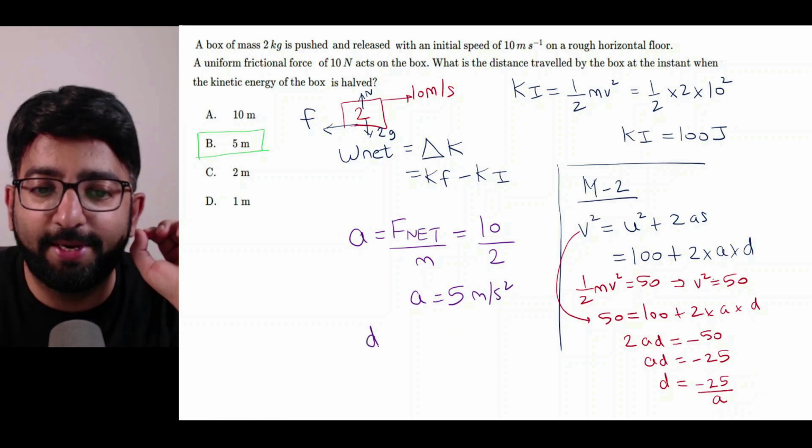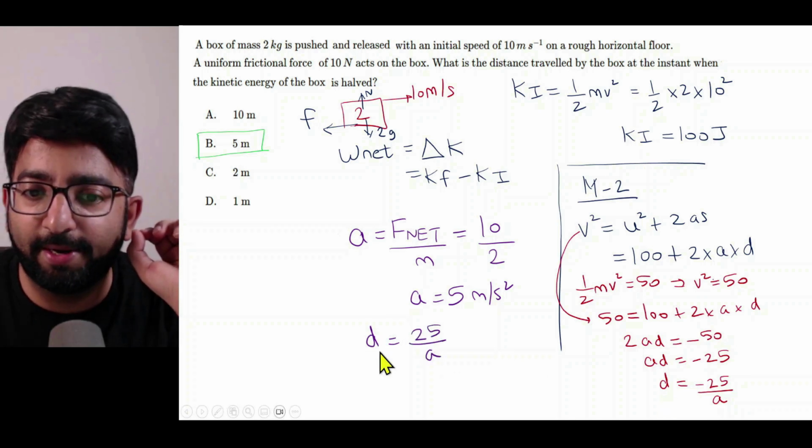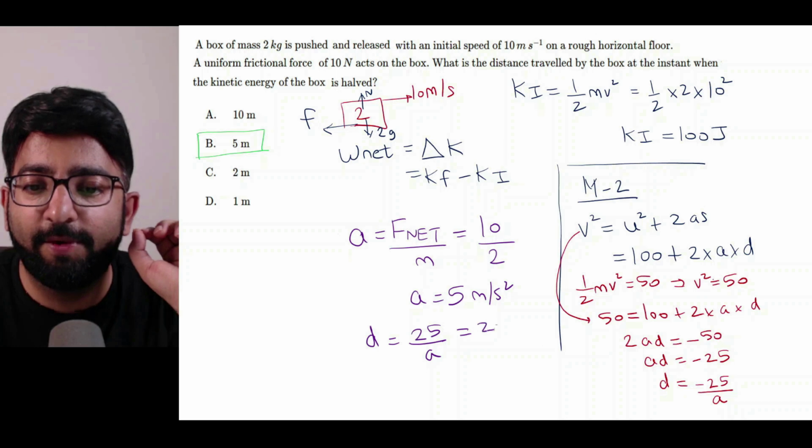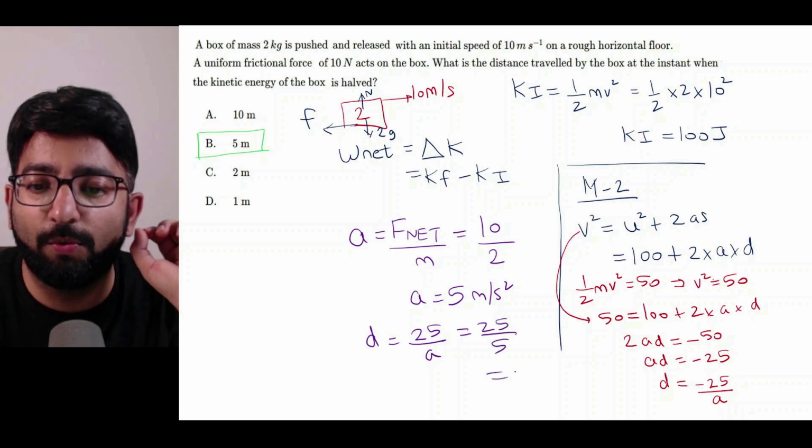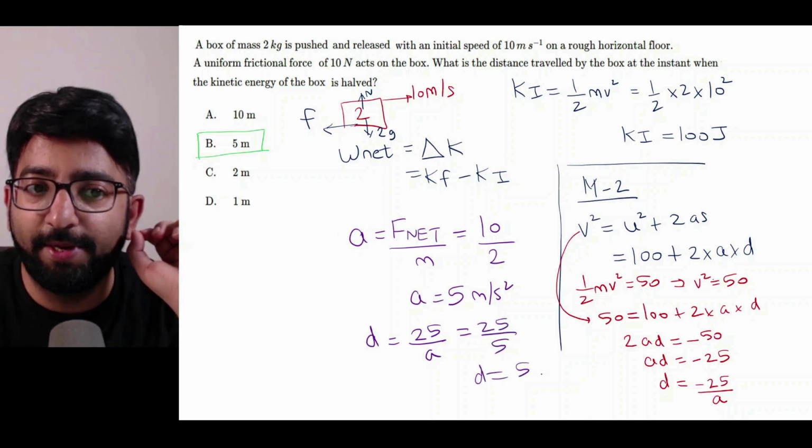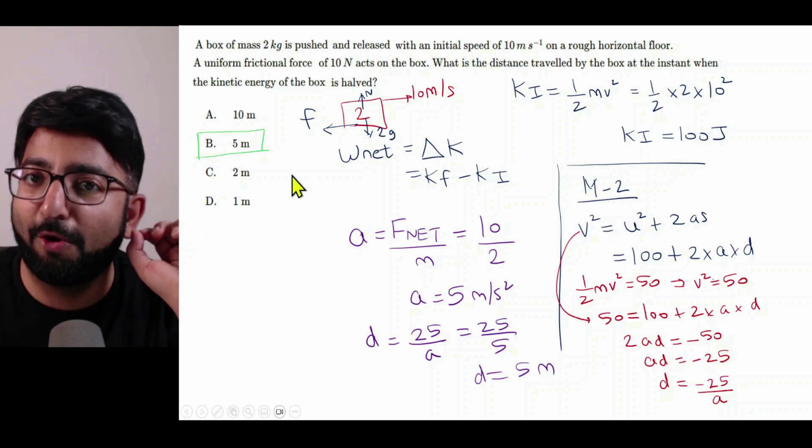So we can use this value of a in this expression. d will be equal to 25 divided by a. We can ignore the negative sign. So 25 divided by 5 will come out as 5. Hence, the value of d is 5 meters, which was option B.